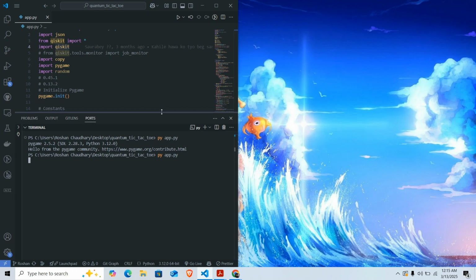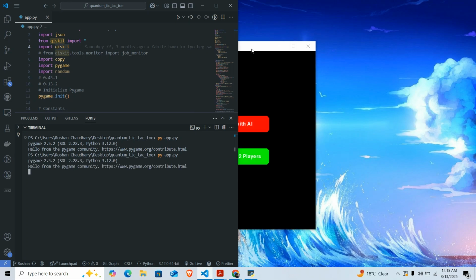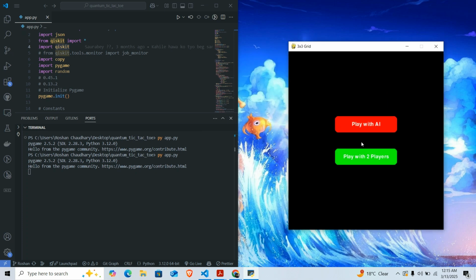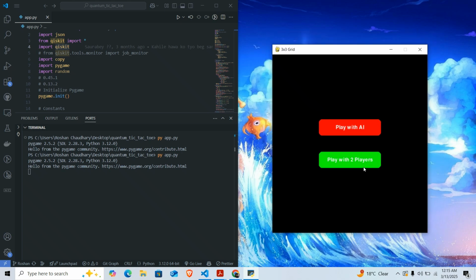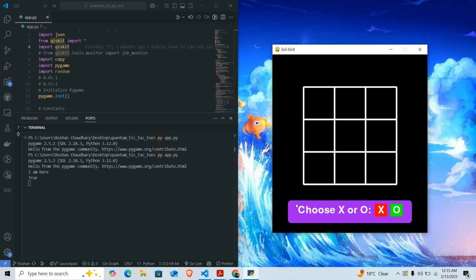It's taking a while. Okay. So in the interface, you can see we can play with AI and play with two players. So let's first try playing with two players. You can see we can choose X and O.